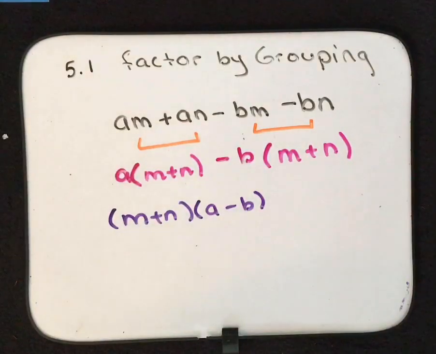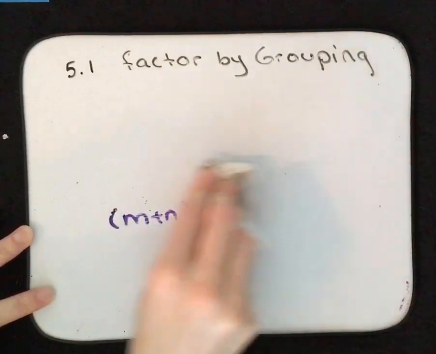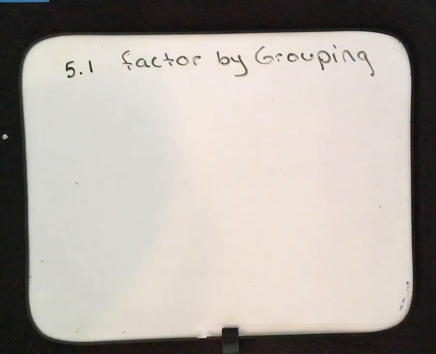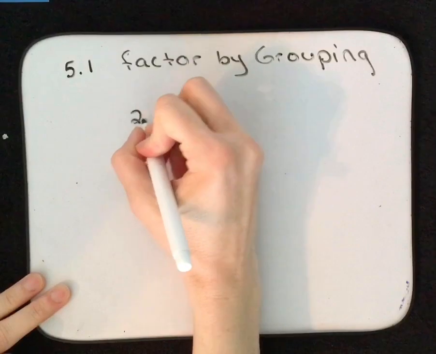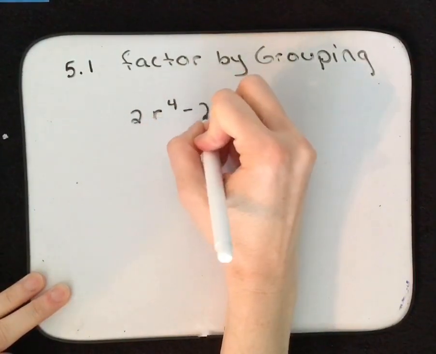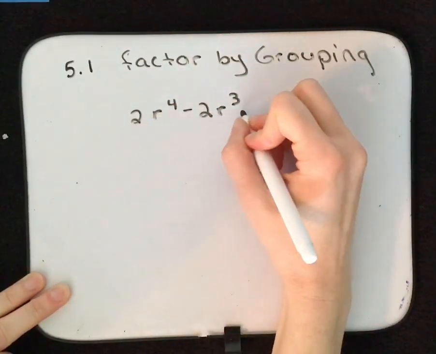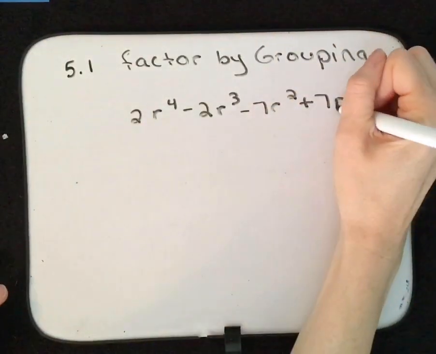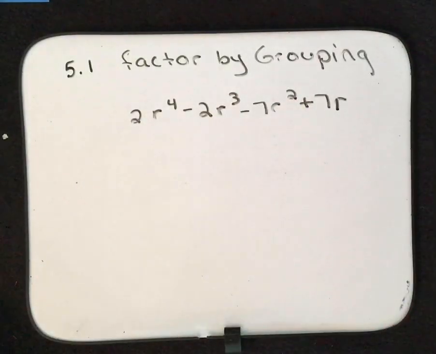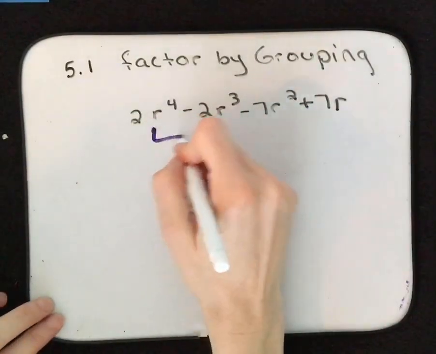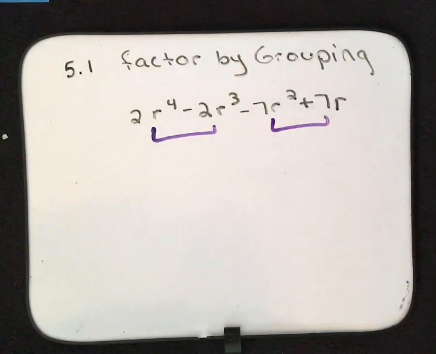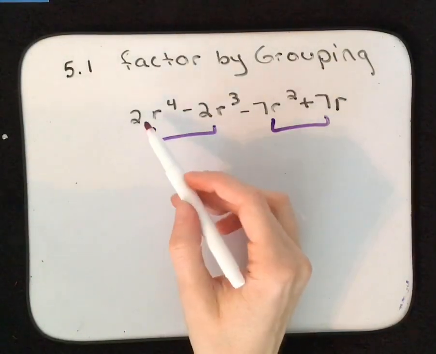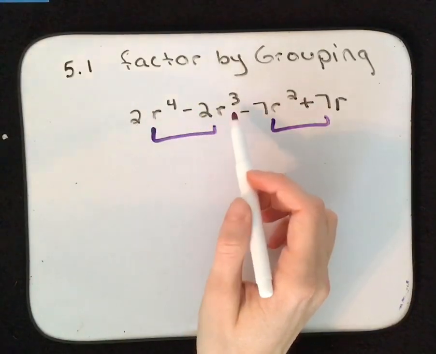Let's try again. Two r to the fourth minus 2r to the third minus 7r squared plus 7r. So let's do some grouping. I'll just group the first two and the last two again. You may have noticed other things in common. If I can group the first two and the last two, that's usually my preference because then I don't have to rearrange. So when I look at this, I'm looking at 2r to the fourth minus 2r to the third.